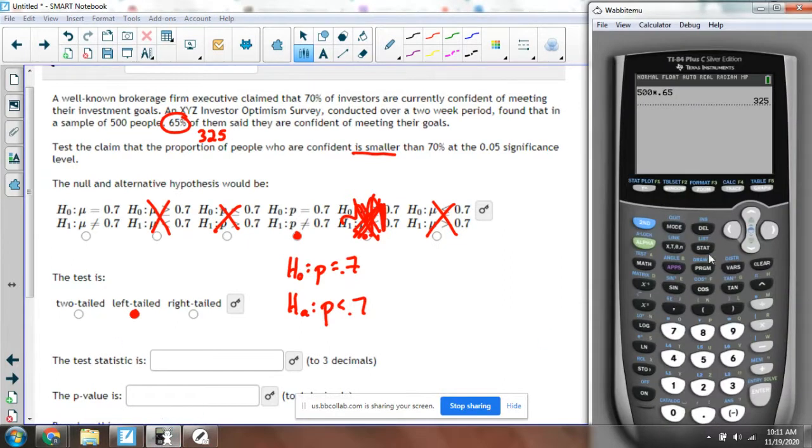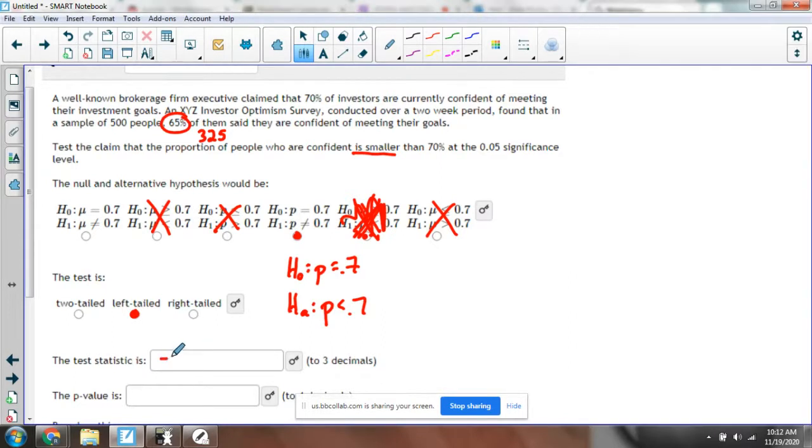So now we'll go back into that one proportion test. 0.7. Of the 500, we have 325 that said they were confident out of a sample of 500 people. And we're trying to show that it's less than the null. So we hit calculate. We get a test statistic of negative 2.439, or to 3 decimal places, negative 2.440.